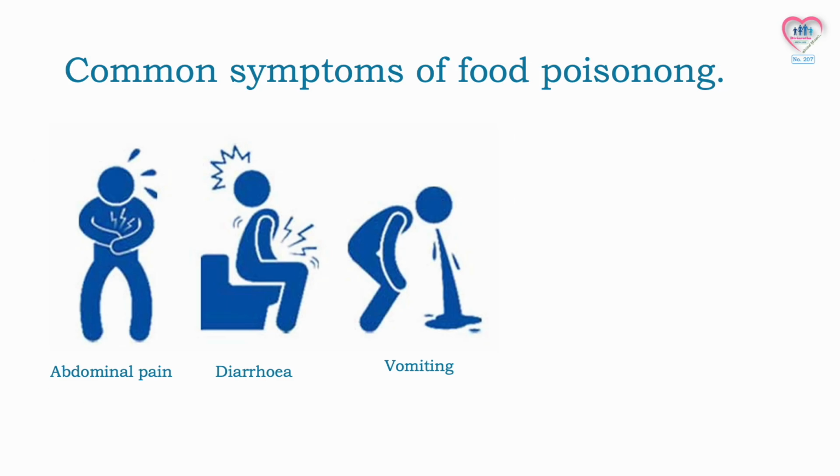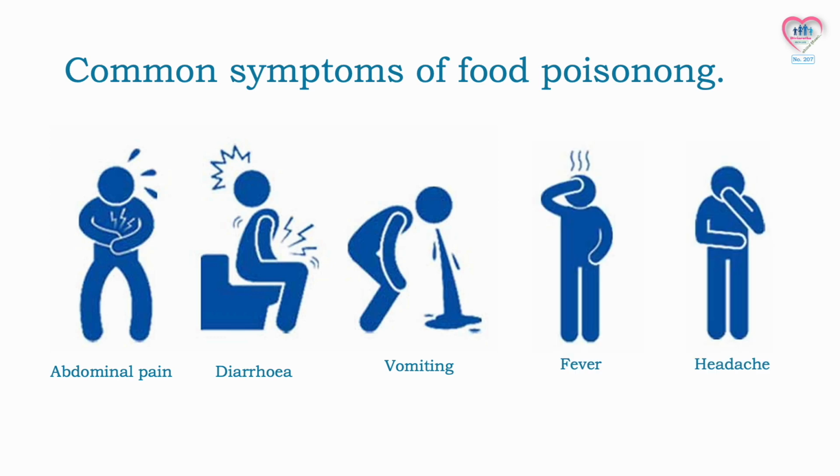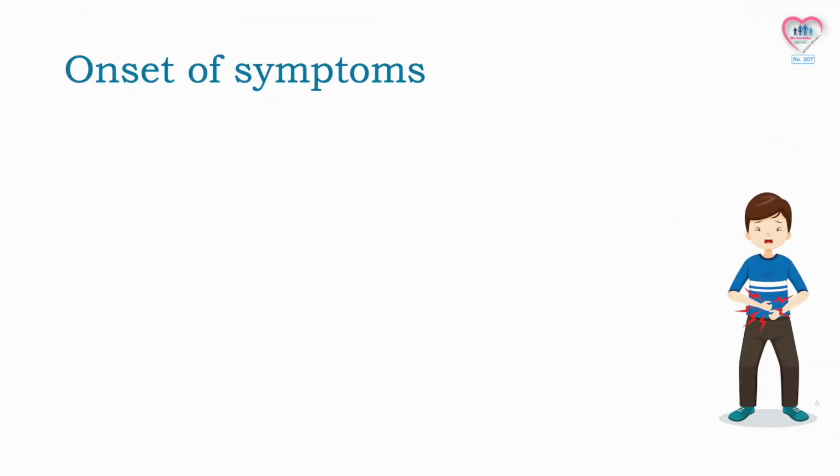We shall now explore the symptoms of food poisoning. The most typical symptoms include abdominal pain, diarrhea, and vomiting. In more severe situations, fever and headache are observed. An approximate understanding of the disease-causing agent can be determined by looking at the onset of symptoms.